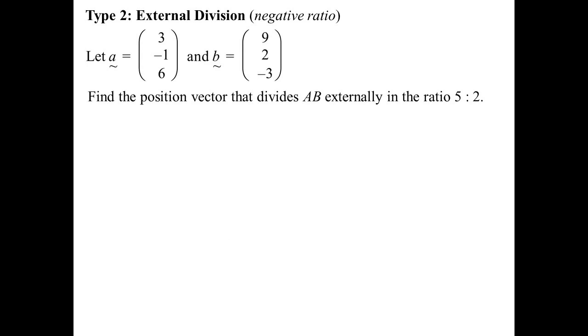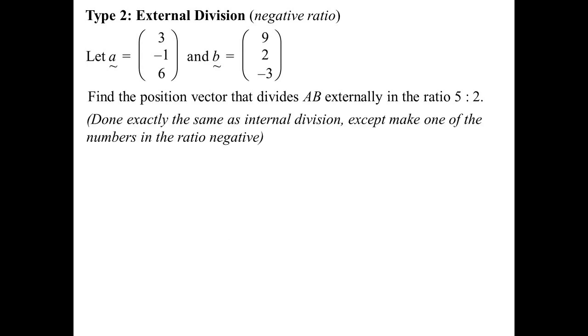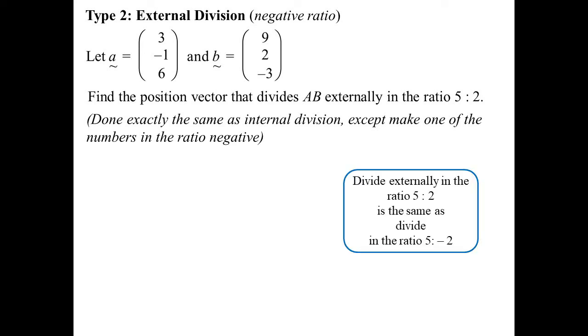What's the difference? External division can be thought of as a negative ratio. So we do exactly the same thing, but we just make one of the numbers in the ratio, and it doesn't matter which one, but we make one of the numbers in the ratio negative. So 5 to 2, I've made the second one negative. I'm saying it's 5 to negative 2. Could have done it negative 5 to 2 if I wanted to, doesn't matter.